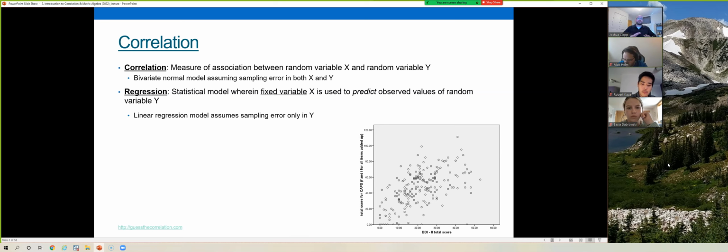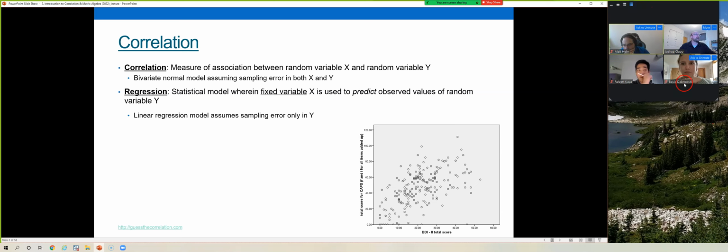Questions about this distinction between a fixed variable and a random variable? Okay. Now, and we'll get into this more when we get into regression, do we ever conduct research this way, or are regression models in psychology ever conducted in this way? Basha, you're shaking your head no. Why is that?